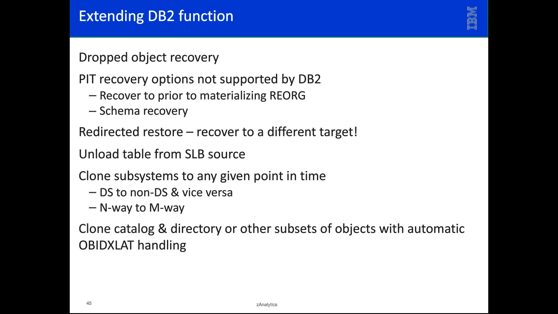So clone systems as well, we can recover data sharing to non-data sharing and vice versa. And it doesn't matter, your mirroring as well. So think about it again. We can clone your catalog and directory. And this is something that one of the beta customers was concerned about: if you want to test your migration for DB2, you can clone your catalog and directory, and we will handle all the OBID translation for you, so you can run your catalog updates for your migration on your cloned catalog and directory.